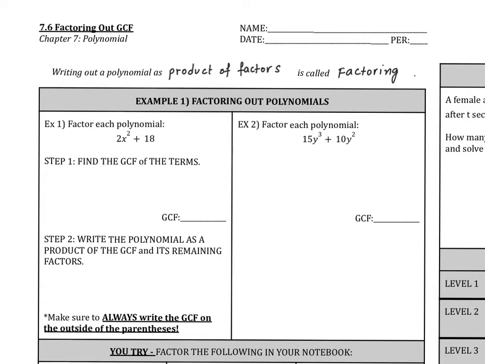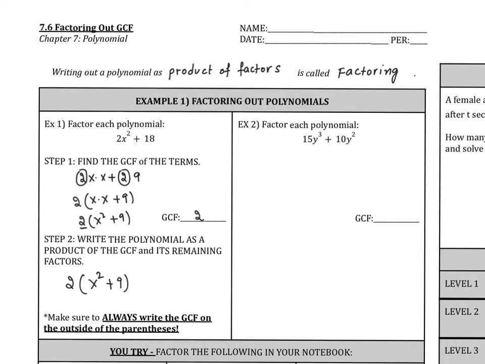So the number that you can get common is 2, because that's the GCF. You can factor it out. Inside you are left with x squared plus 9. So the GCF is 2, and the remaining factor, x squared plus 9, is inside the bracket.